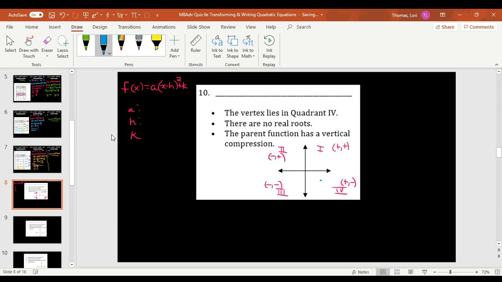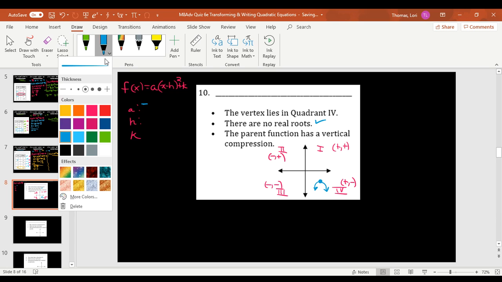So our vertex is somewhere here, and there are no real roots. So in order to not cross the x-axis, this parabola has to turn down. This tells me that my a value has to be negative. So I have a negative a value because it's turning down, because we do not want it to pass through the x-intercepts because it has no real roots.